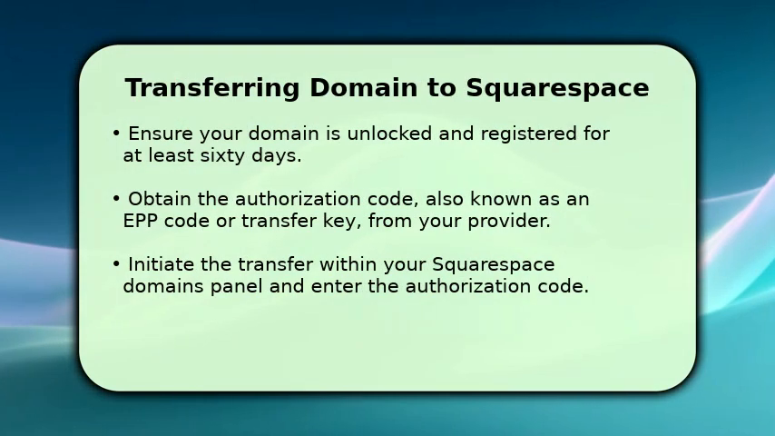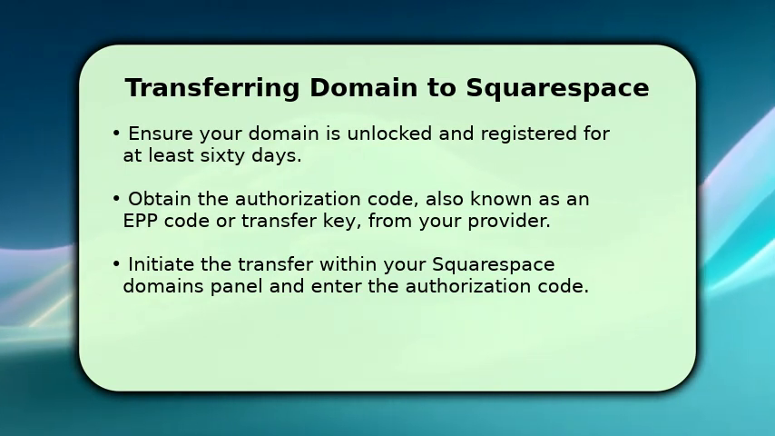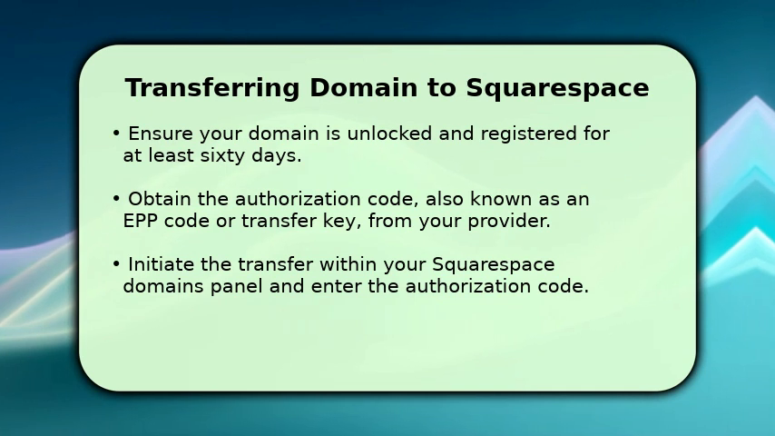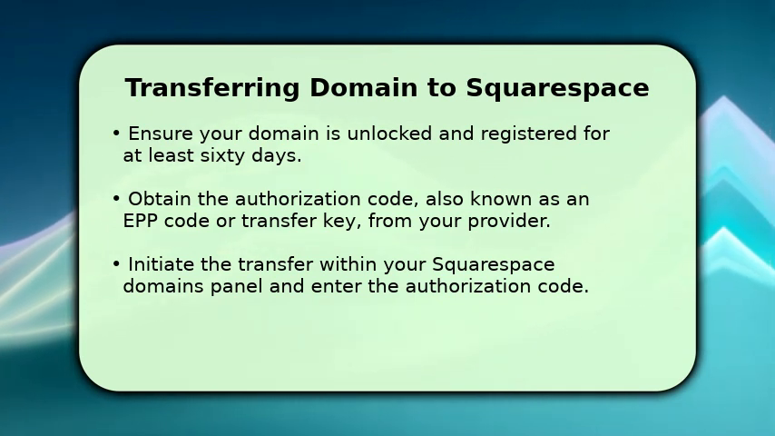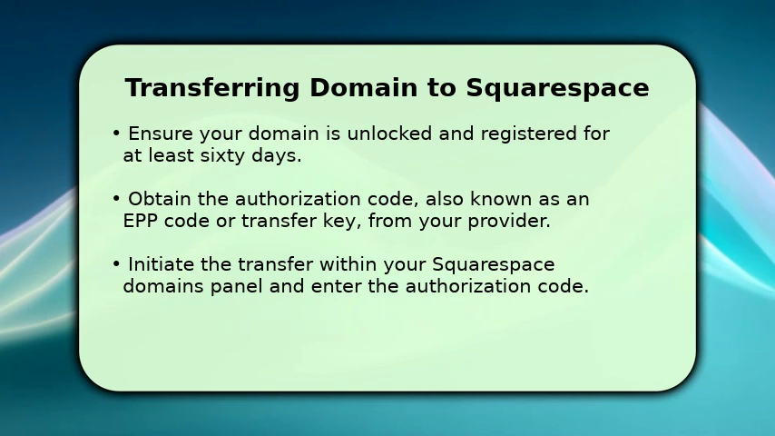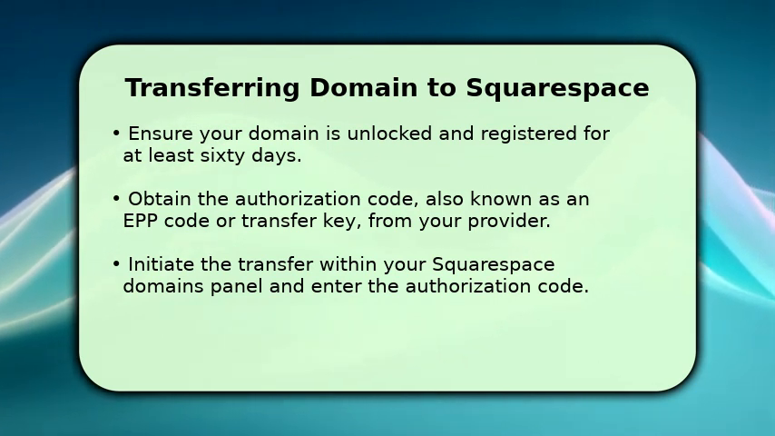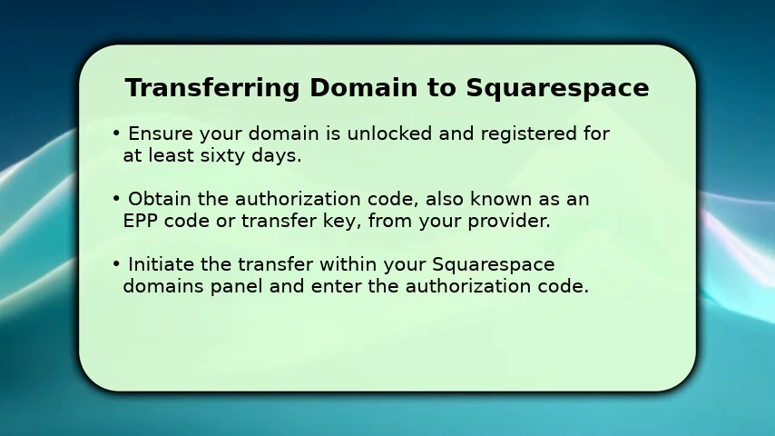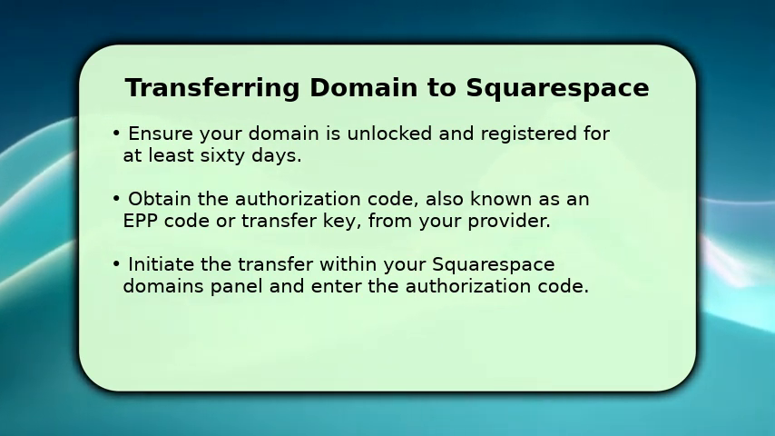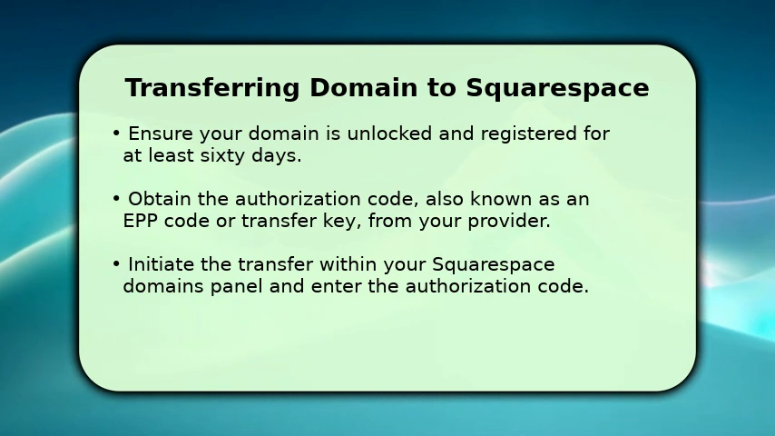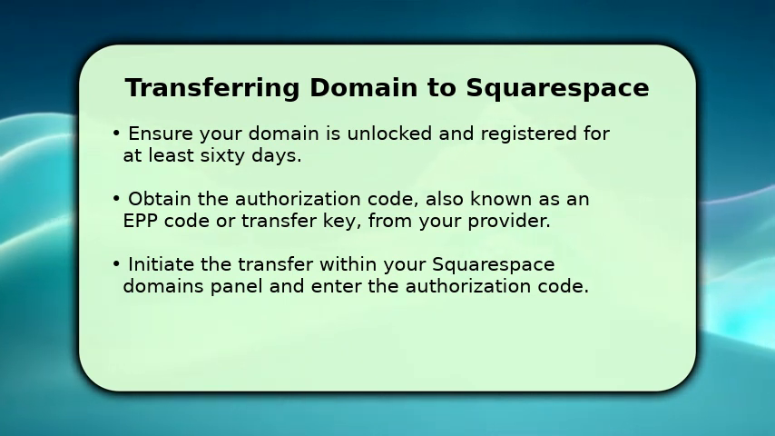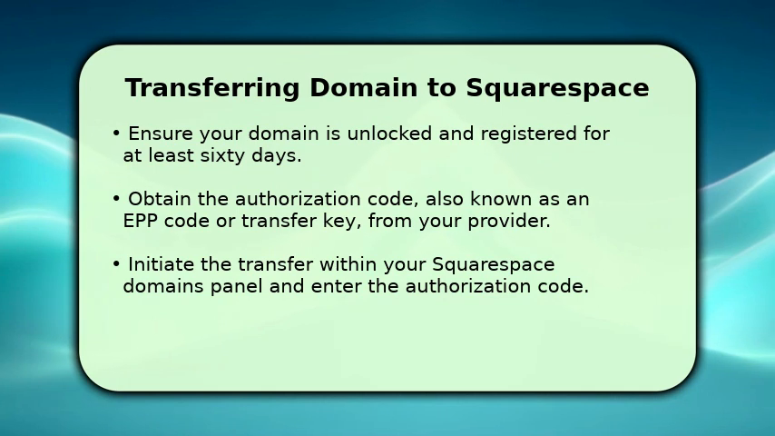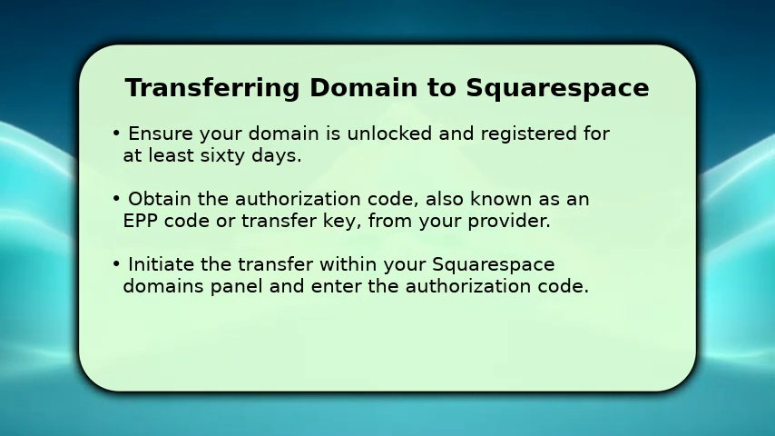If you prefer to manage everything in one place, transferring your domain to Squarespace is a great option. First, confirm your domain has been registered for at least 60 days and is unlocked with your current provider. Next, obtain the authorization code, sometimes called an EPP code or transfer key, from them. Then, in your Squarespace account, navigate to the Domains panel to initiate the transfer, entering your authorization code when prompted. Transfers typically complete within 7 to 15 days.